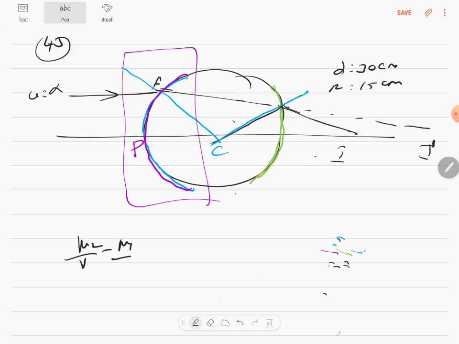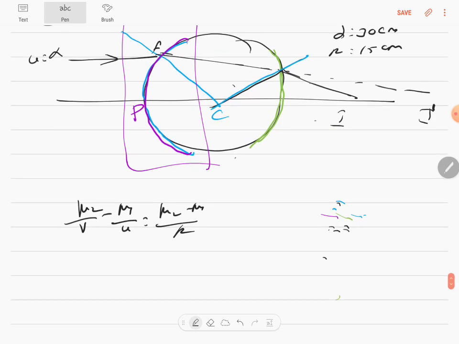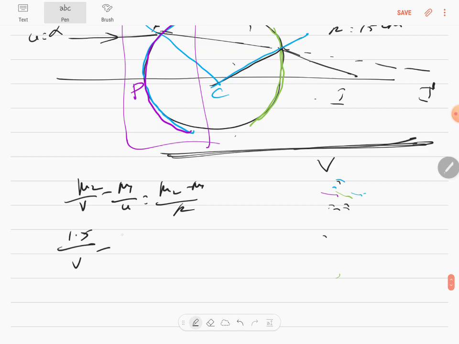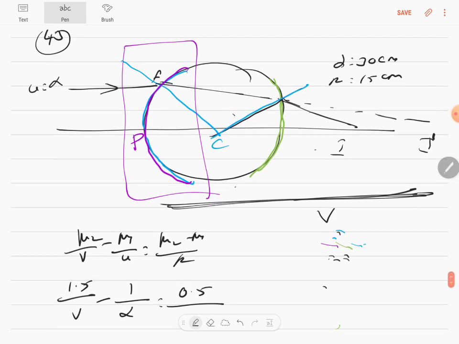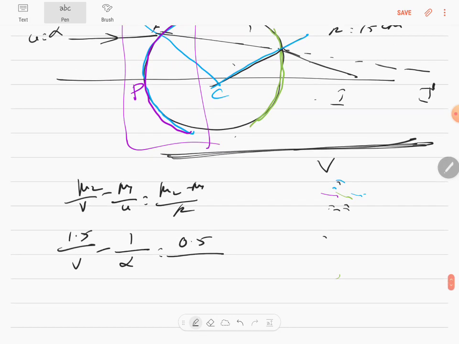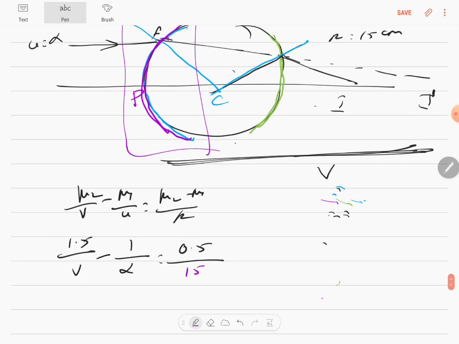Minus mu1 by u is equal to mu2 minus mu1 by r, where mu2 is 1.5, by v, which you don't know. This whole v is the first phase order v. Minus mu1 is 1 by u, and u is infinity because the object distance is infinity, is mu2 minus mu1 by r itself, which is 15. For the purple color's phase, the radius of curvature will be to the right, so I can take it as positive, so it's plus 15.